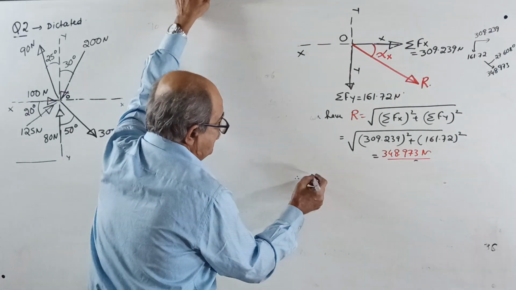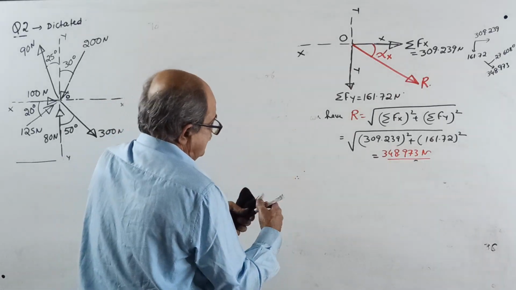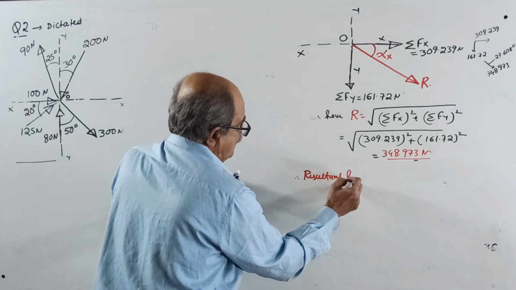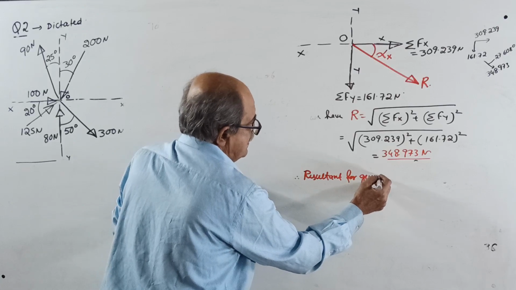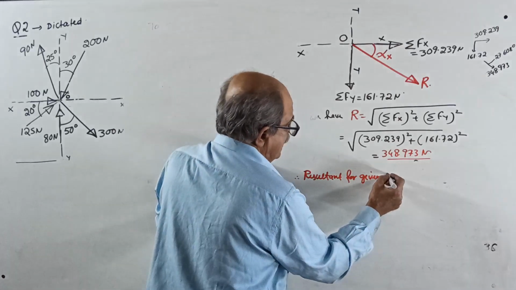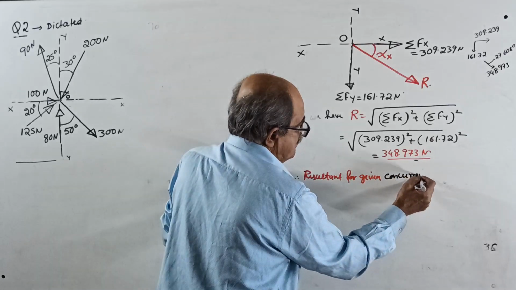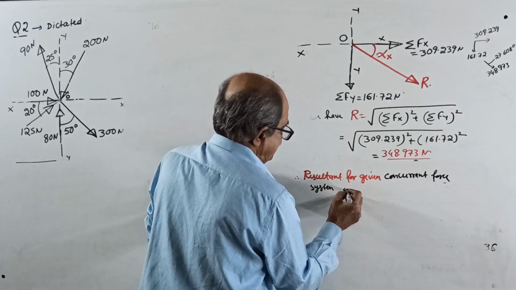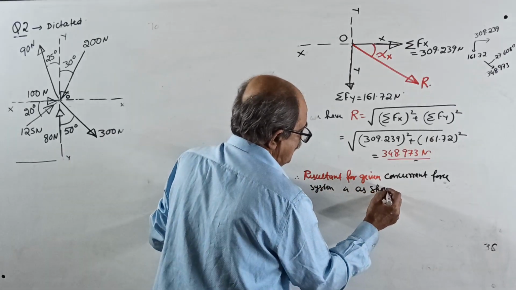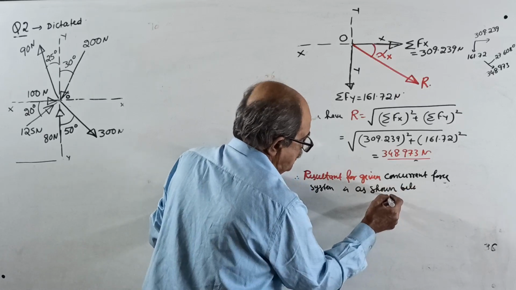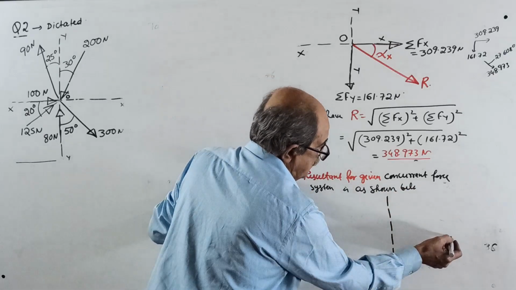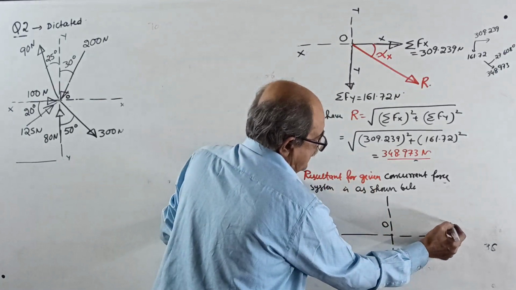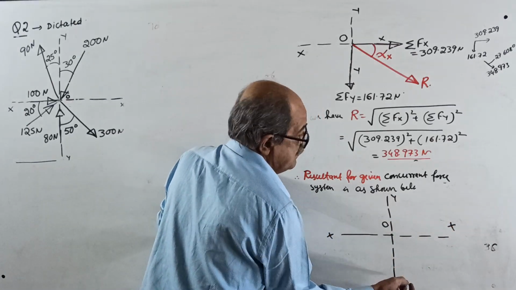Therefore, final answer: the resultant for the given concurrent force system is as shown below. How? Mark the x axis, mark the y axis, the intersection point is O. See, this is XX, this is YY.